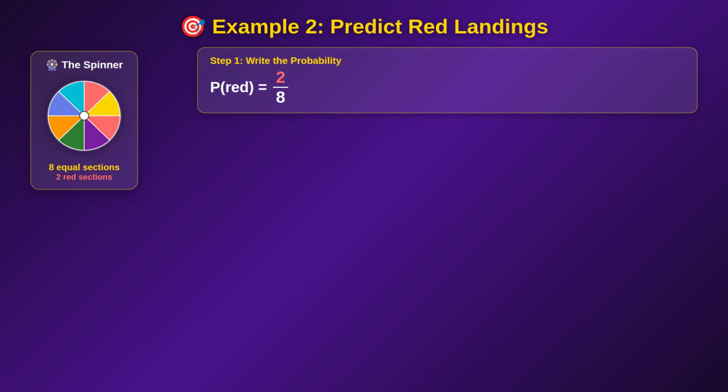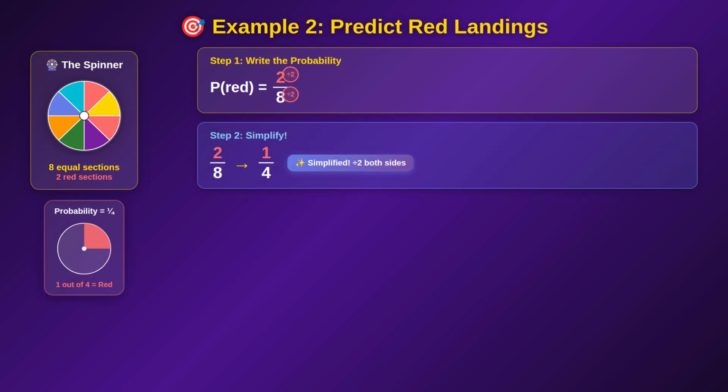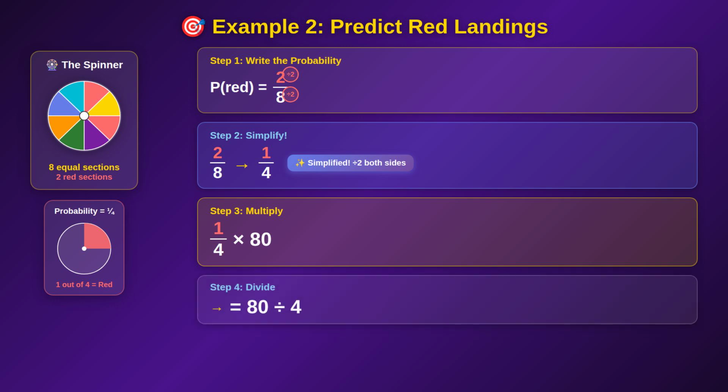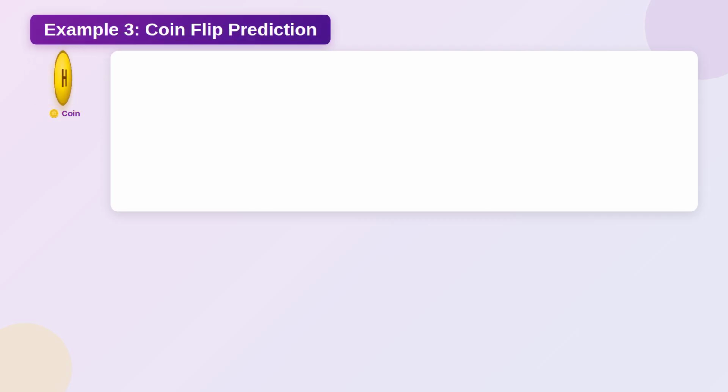Let's try another one. Now Maya wants to predict red. There are 2 red sections out of 8 total. So P of red equals 2/8. But wait, we can simplify that. 2/8 simplifies to 1/4 because both 2 and 8 are divisible by 2. Now multiply 1/4 times 80. That's 80 divided by 4, which equals 20. Maya predicts the spinner lands on red 20 times out of 80 spins. Notice how simplifying the fraction first made the multiplication much easier? That's a great math move.